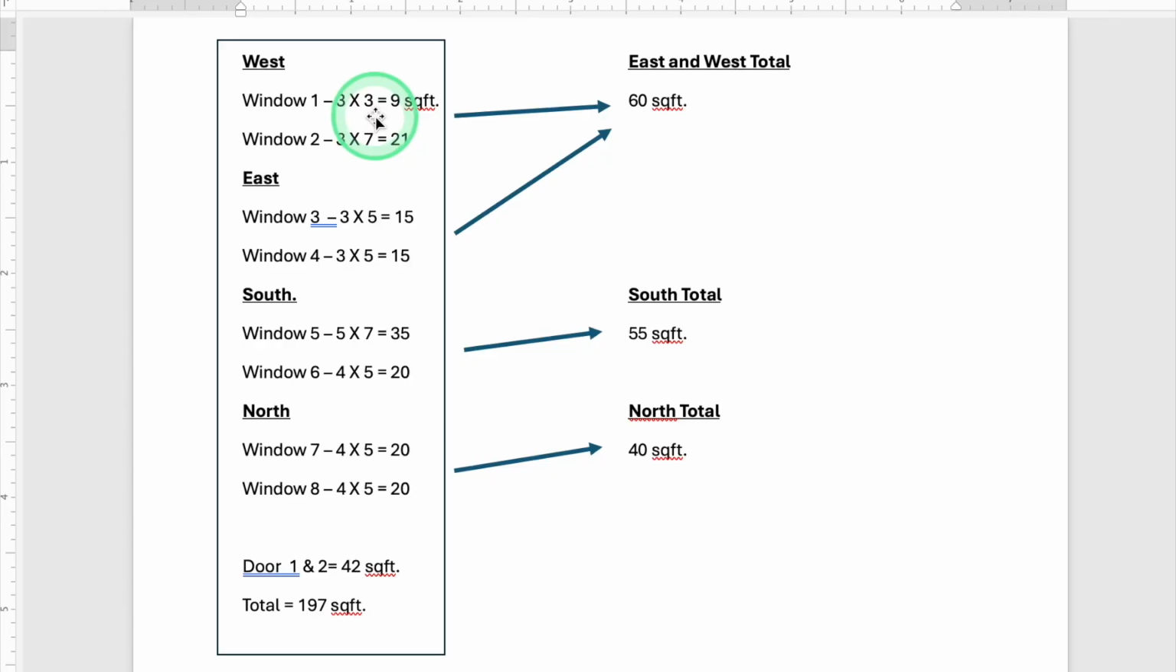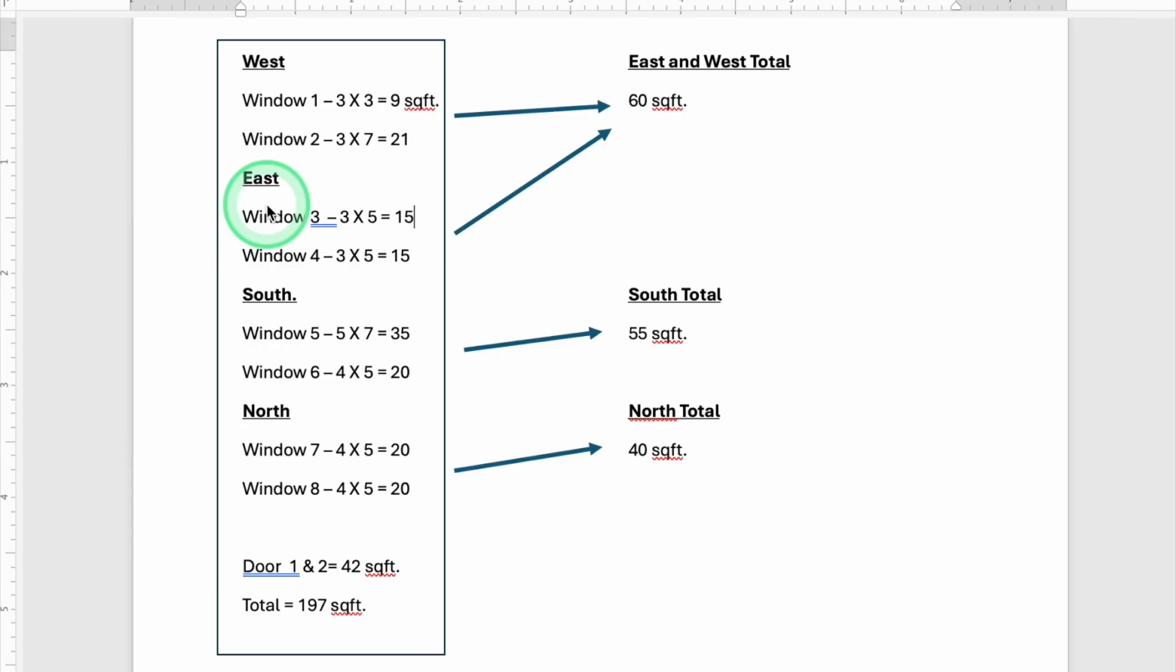And you do the same process for every window. You walk to the window, you take a measuring tape, you measure it. So these are all of our windows that we measured on our house. In this house we have 8 windows, as you can see here. On our west facing wall we have 2 windows. Here are our measurements for each window and our square foot.